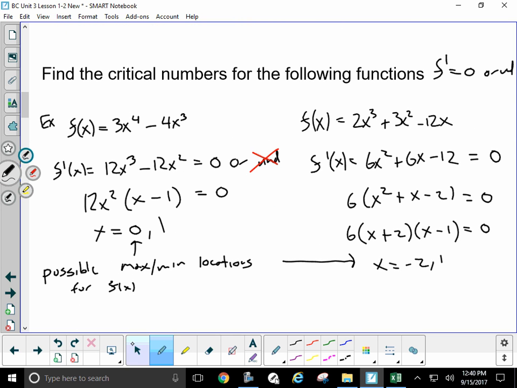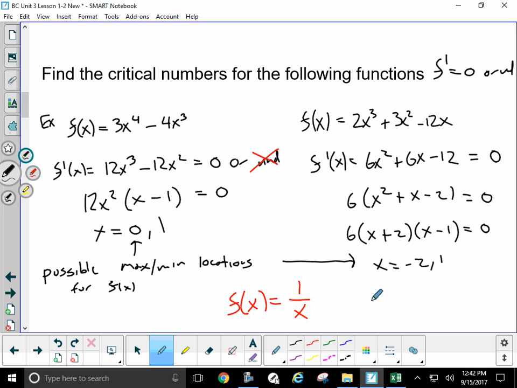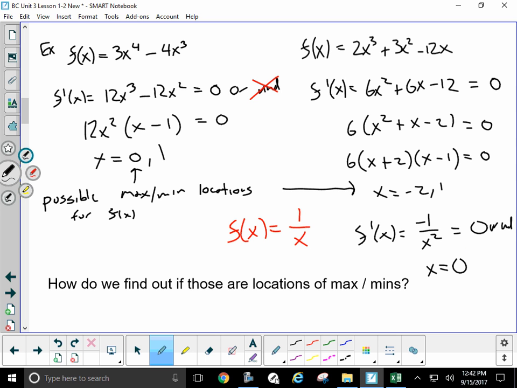Let's look at a third function, 1 over x, if you have space for 1 over x. So I get the derivative is negative 1 over x squared, right? Does this ever equal 0? No, but it can be undefined. This is the whole point, make sure we figure out when some location is 0 or undefined. When x is 0, we'd have an undefined tangent slope there.